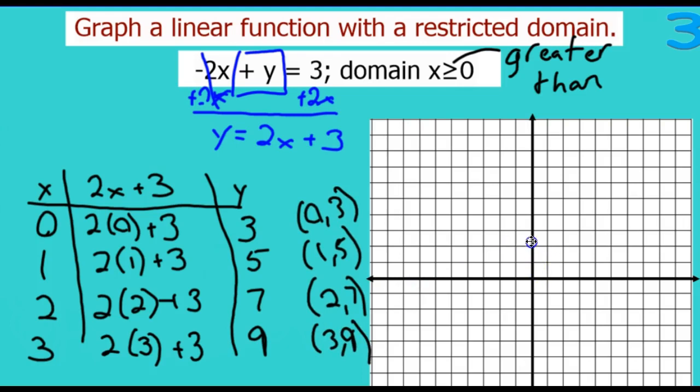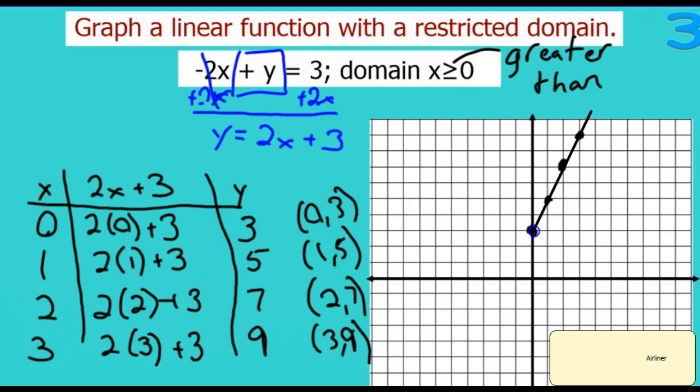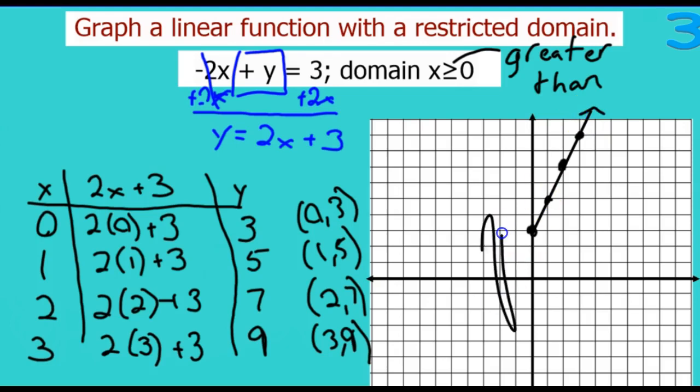So we plot 0, 3, 1, 5, 2, 7, and 3, 9. Now remember, our line cannot go past 0. So our line is just going straight up on our positive side, and our restriction is this side, our negative side. That's off limits. We can't go there.